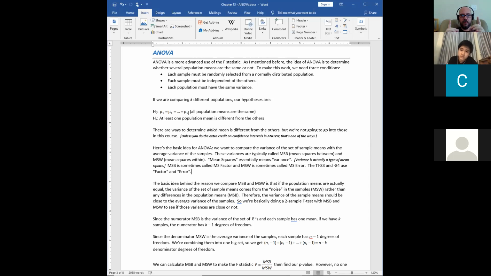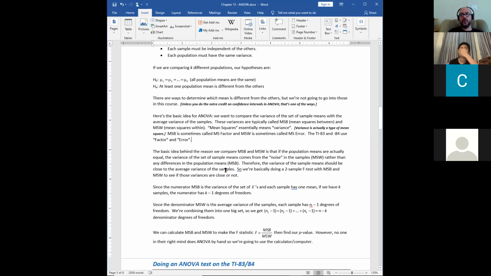And I 100% understand if you didn't follow that logic. You're really going to have to think about it. In my opinion, this is the most logically complicated thing that we do. Luckily, it's not super, super important that you understand that logic. You can just trust me that the ratio you want is MSB over MSW for your F statistic, and then we do a 2-sample F test on that.